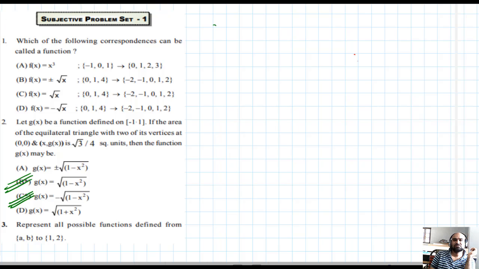Students, third question. Represent all possible functions defined from {a, b} to {1, 2}. Already explained. For example, A is taken as {a, b} and B is taken as {1, 2}. Number of functions from A to B: already explained formula, n(B) power n(A), 2 power 2. 4 functions exist.